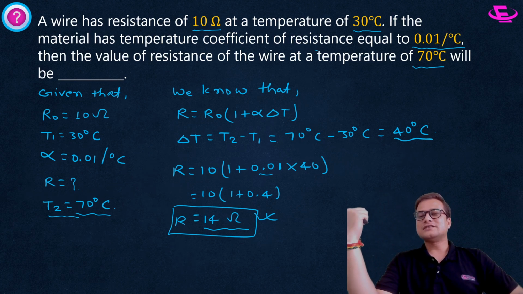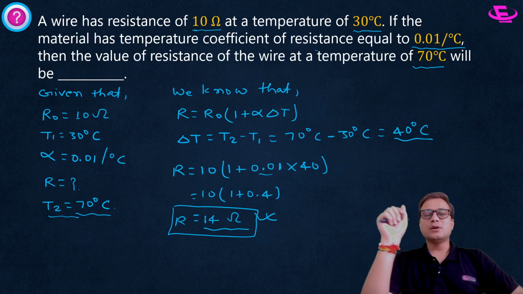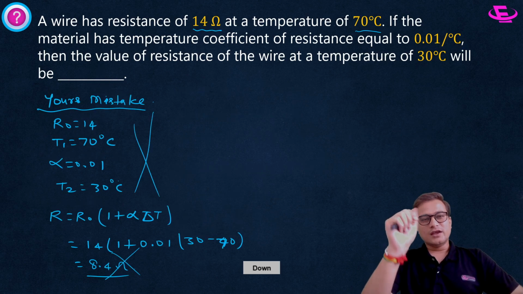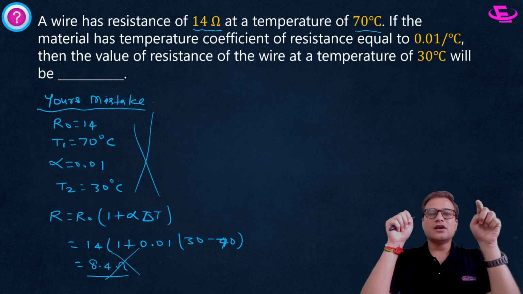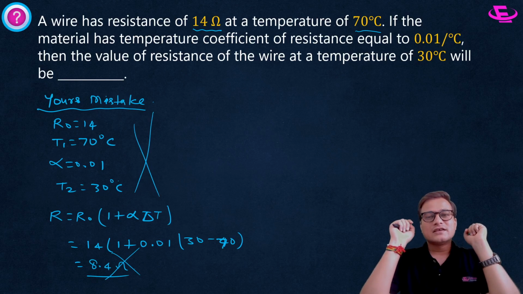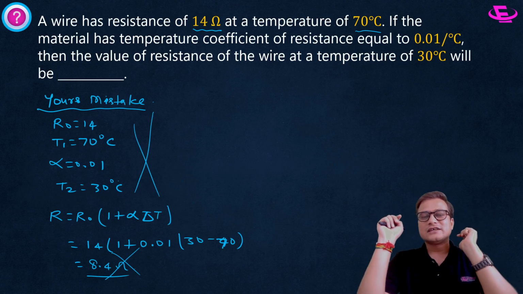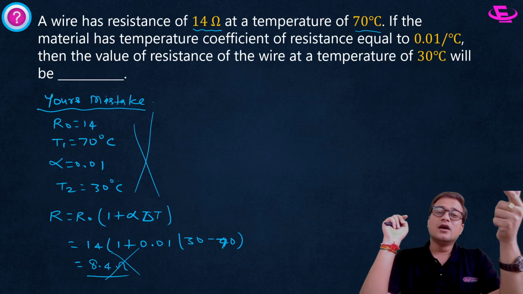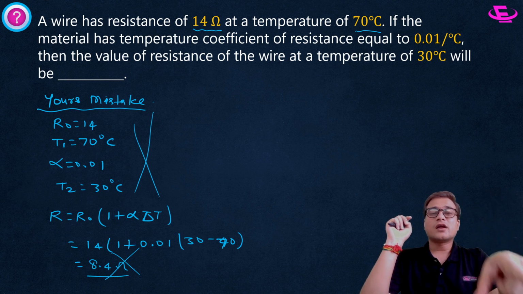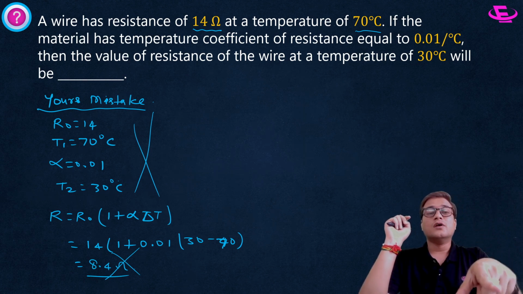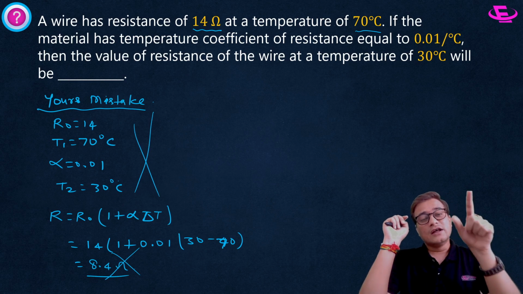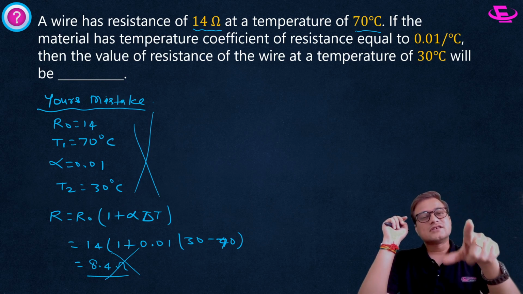When the temperature is changed to 70, its value comes to 14 ohm. So here, if the initial resistance is 14 ohm, what should be the value of the final resistance at a temperature of 30 degrees Celsius? Its value should be 10 ohm. But here you are getting 8.4 ohm. So this is your wrong approach. That is the reason why I wrote this question.